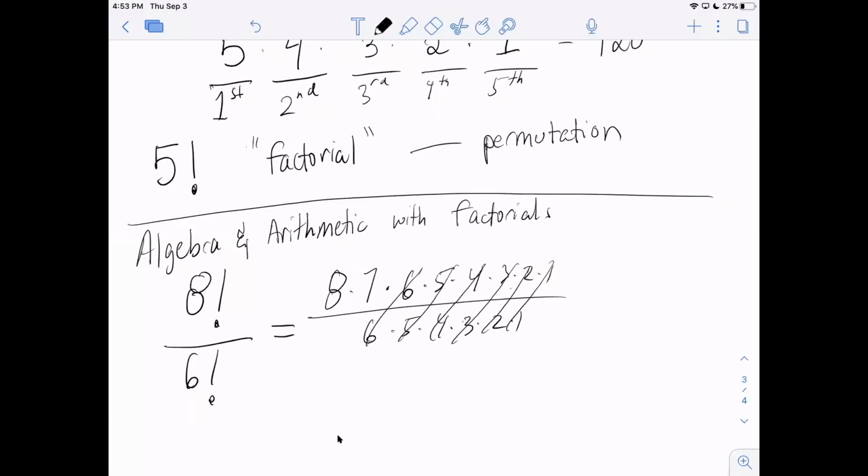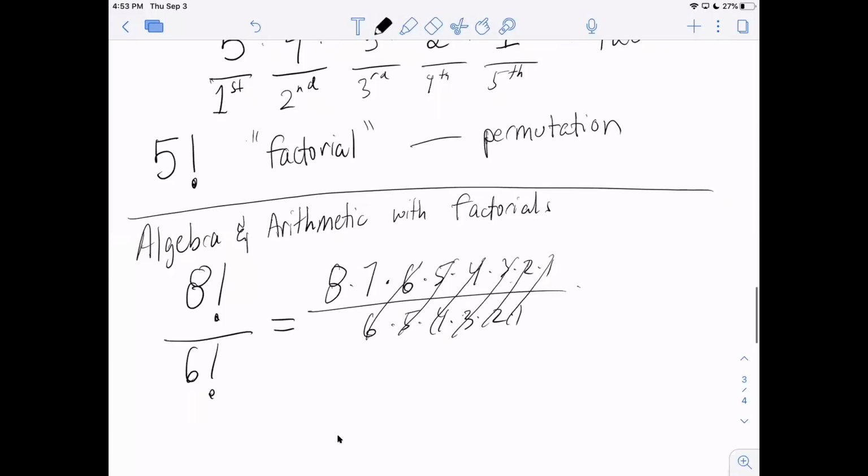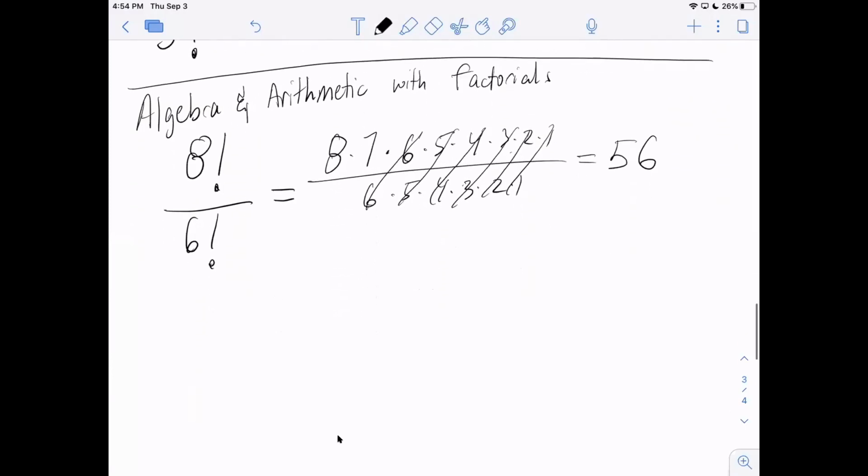And so dividing factorials is actually really nice. Look for a bunch of cancellation and look for what is left over. So this is just going to be 56. That's a very useful thing with factorials. Of course, adding factorials is difficult, because the numbers are really big. But when you're dividing them, there's usually a lot of cancellation that can simplify your work. And then here's a way to express it algebraically.